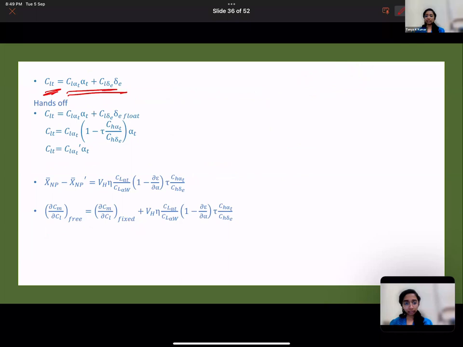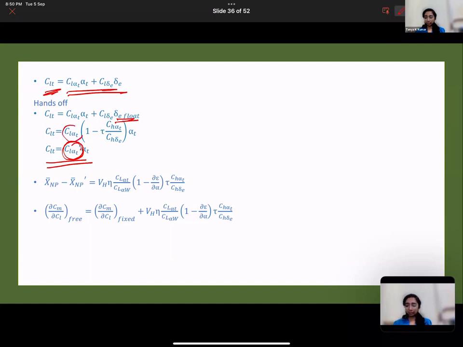Right? CL alpha tail into alpha tail, CL delta E into delta E. Now, if it is the hands-off condition, that it is freely floating, your delta E will be delta E float. I just replace that equation. When you solve this, you get that the CL alpha tail is changed. That is the only difference between stick fixed and stick free.